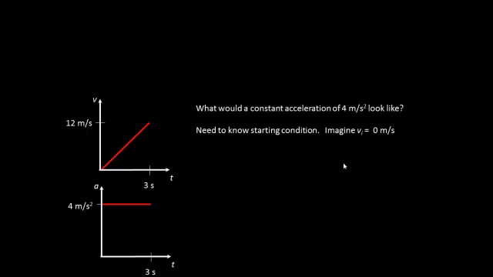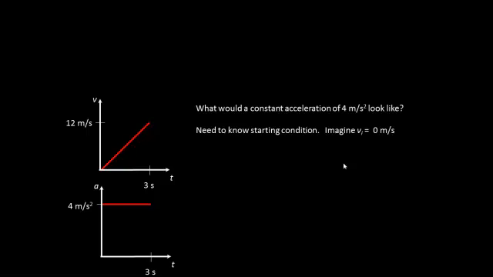First, we need to know what the starting condition is, meaning we need to know the initial velocity. Understanding that the change in velocity is 12 meters per second does not give us the final velocity or the initial velocity, just how it changes. We have to be given what the initial velocity is to be able to graph the velocity versus time.